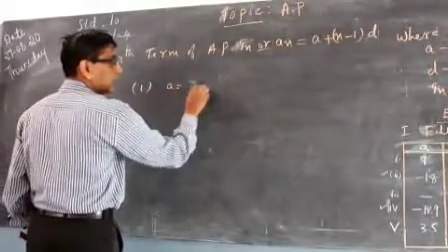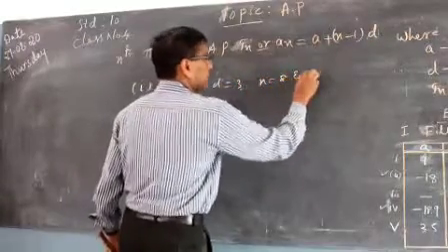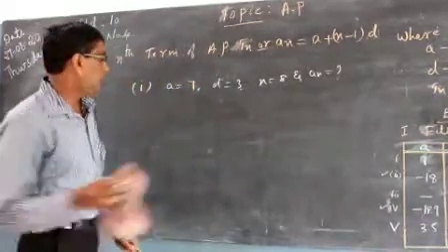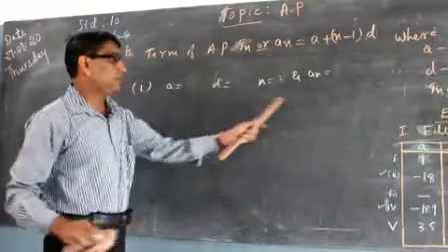A equals 7, D equals 3, N equals 8 and an is question mark. Write the formula and do it, first one. Okay, second one now I will do it. For all that you do like that only. Write the given values here.